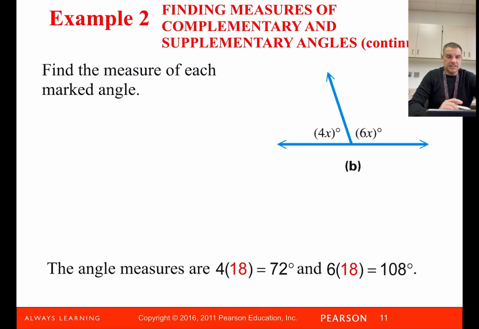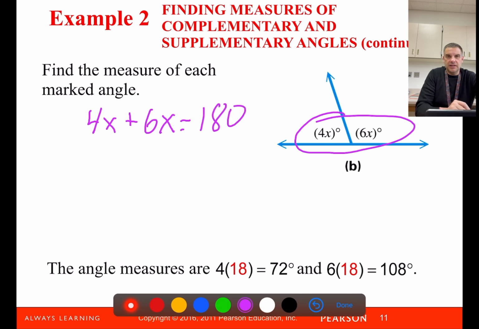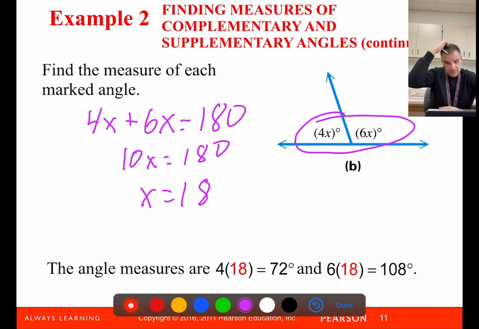In this case, find the measure of each angle. I put the answer up there already, but you've got 4x and 6x, and they form a straight line. So these are supplementary to each other. 4x plus 6x has to be 180. So 10x equals 180, x equals 18. That gives us 4 times 18 is 72, and 6 times 18 is 108.